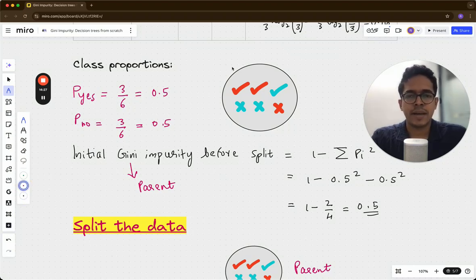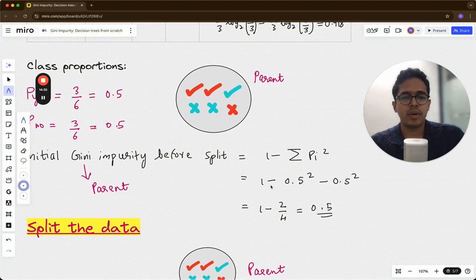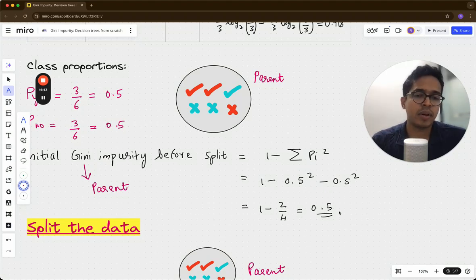So now this parent node, let me denote this as parent. This parent node will have a Gini impurity equal to 1 minus sigma p_i squared, equal to 1 minus 0.5 squared minus 0.5 squared. So it will be 1 minus 1 by 4 minus 1 by 4, which is 1 minus 2 by 4, equal to 0.5. So the Gini impurity of this parent node is 0.5.